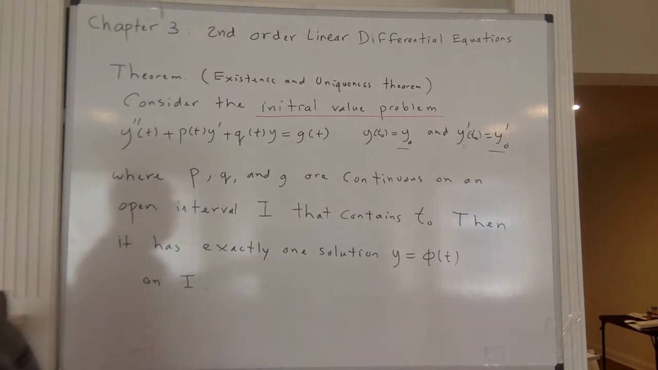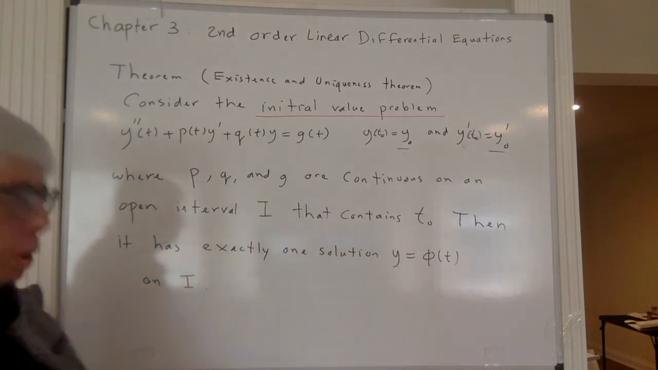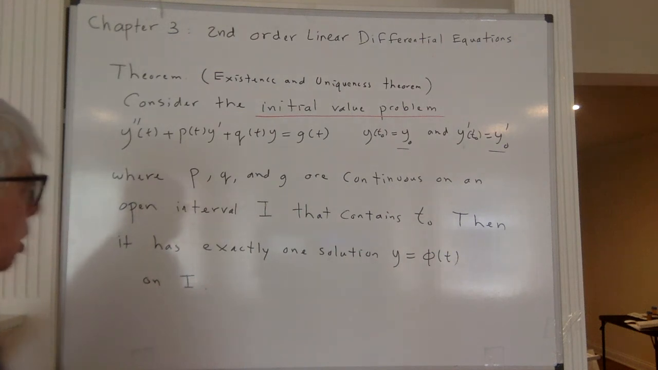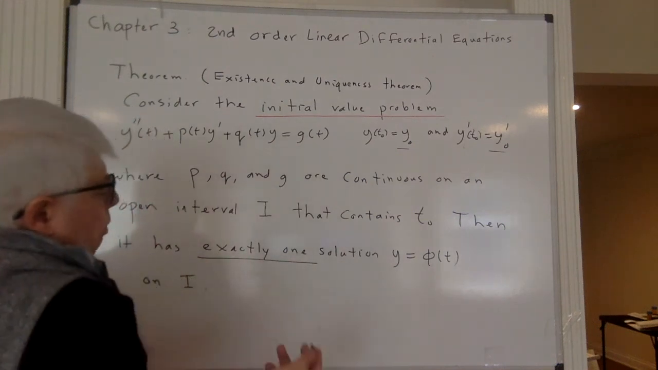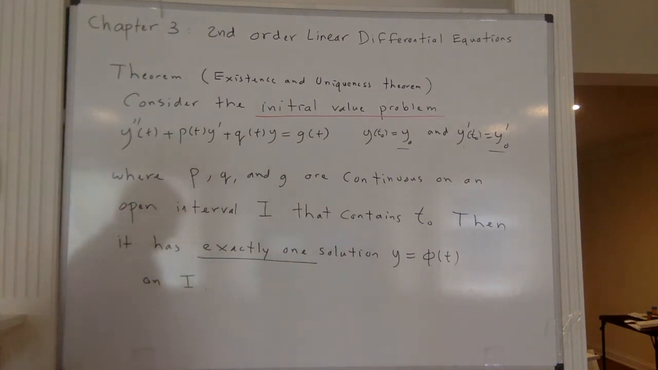Now, existence is when it says there is a solution. Uniqueness is when it says only one, exactly one. So if it says exactly one, it also includes the other one, which is that it exists. Otherwise, we can't talk about exactly one. It doesn't make sense.